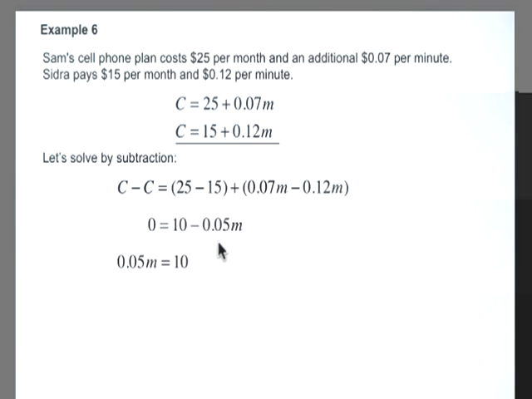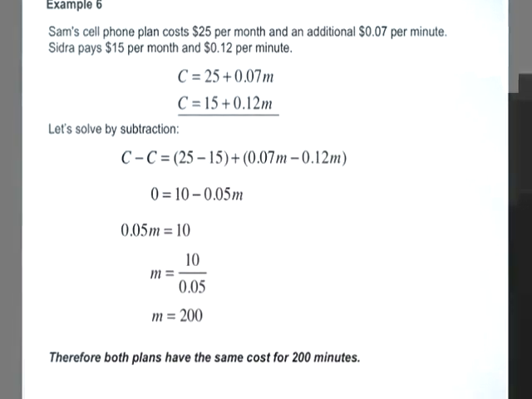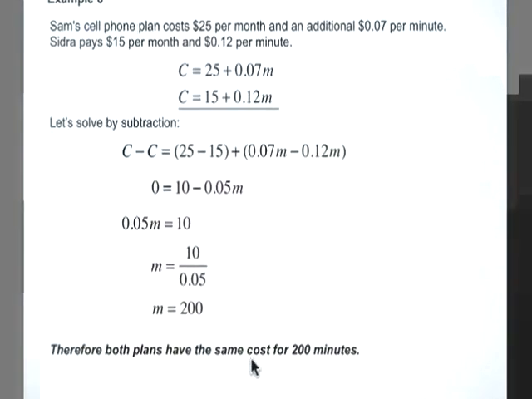So now what we're going to do is add 0.05m to both sides, and we end up with 0.05m equals 10. We're going to divide both sides by 0.05. When you do this on your calculator, 10 divided by 0.05 is 200. So that means that both plans will have the same cost for 200 minutes of use.